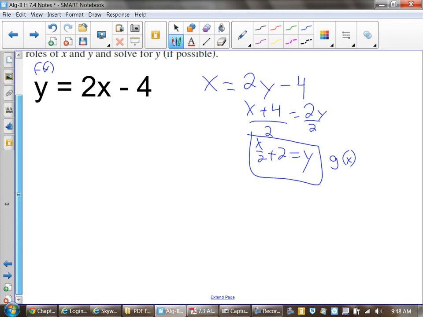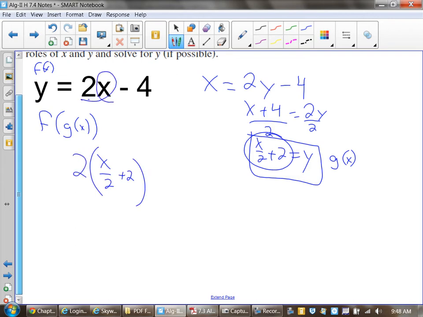If I take f of g of x, which is, again, taking this equation here, x plus 2, or x over 2 plus 2, substitute in for that x. When I simplify that, I get 2x over 2 plus 4 minus 4. What do you get when you simplify all that out? X. Good.